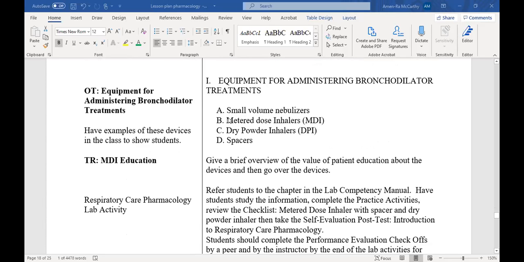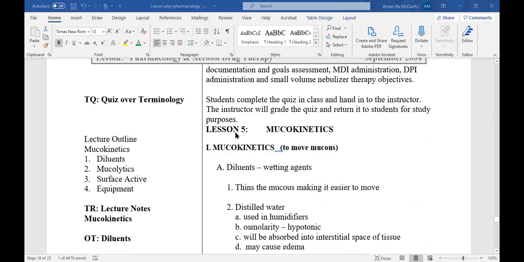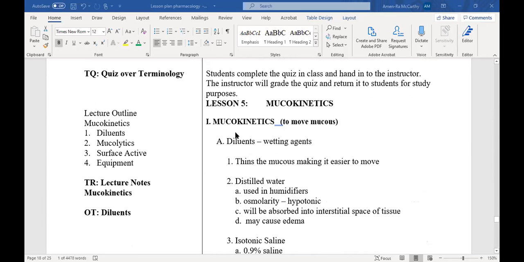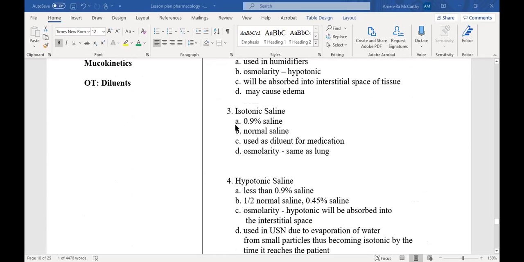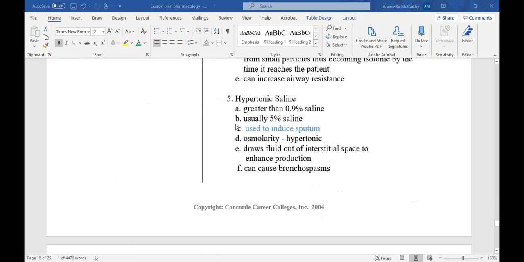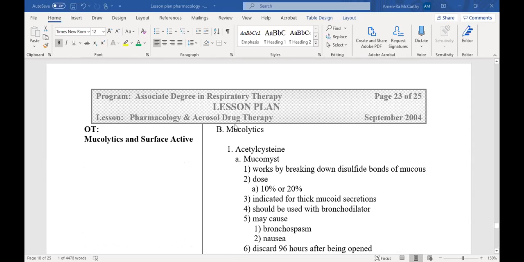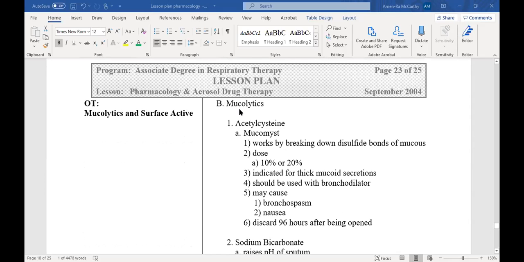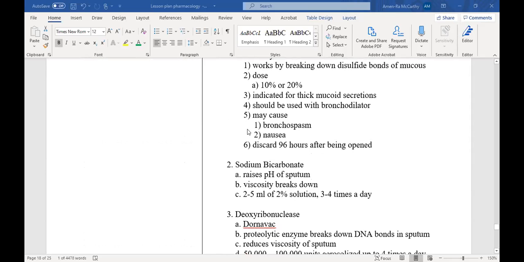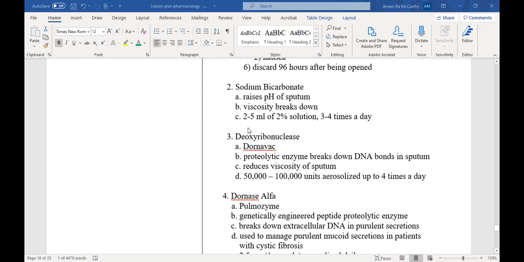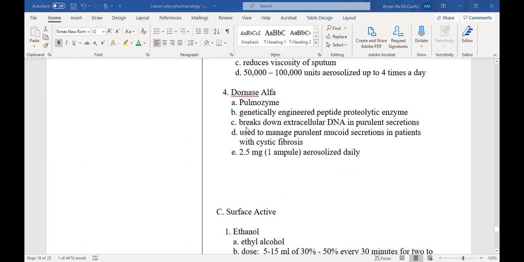Then after that, we're going to talk about the small volume nebulizer, the MDIs, the dry powder, the spacers. You got to know about all of that. And then it's done, okay? Well, no, it's not done. Then you got the mucolytics, the mucokinetics or the mucolytic stuff that move mucus, right? Which is not only the isotonic saline, but hypertonic saline, hypotonic saline. Then you have the actual prescription mucolytics like Mucomyst, sodium bicarb, Dornase alpha.